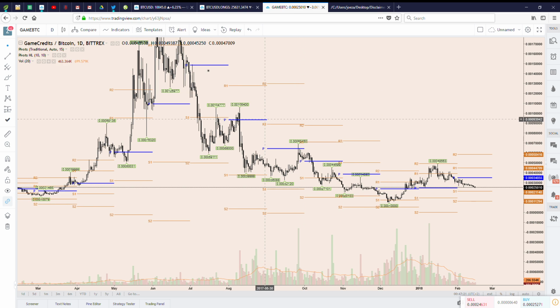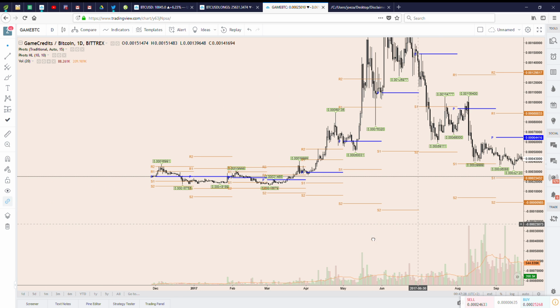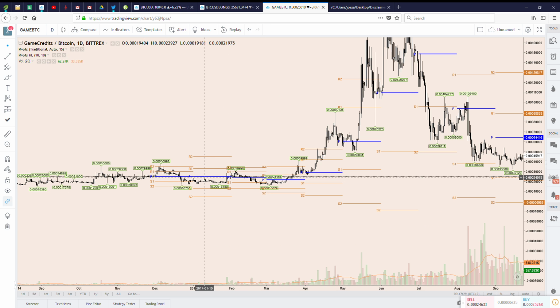And the thing about pivots, guys, is when they start squeezing, when they start getting really close to each other, and if you look at the history of this coin, here you can see that when the pivots get really close to each other, that's when price is not moving very erratically. And that's the time that you want to really get into the trade, because it's going through an accumulation phase.